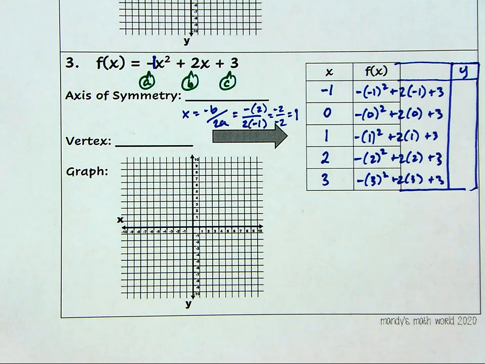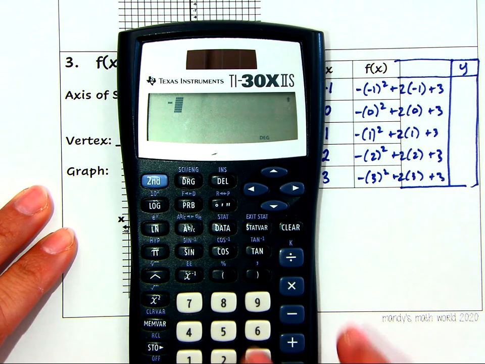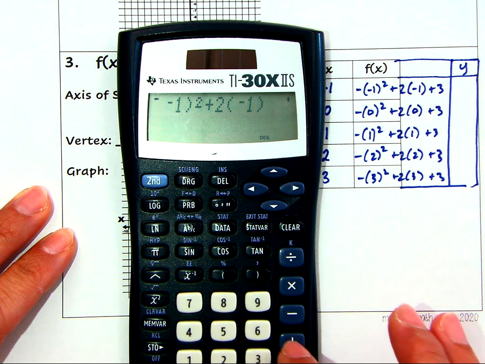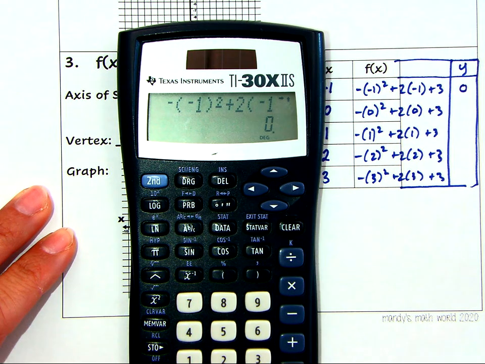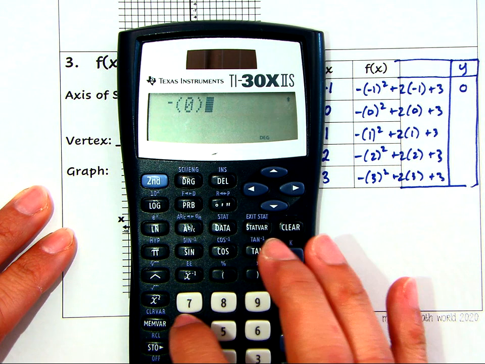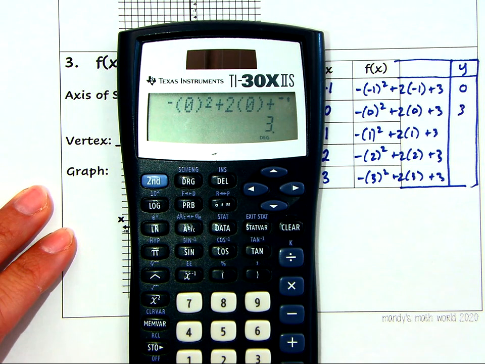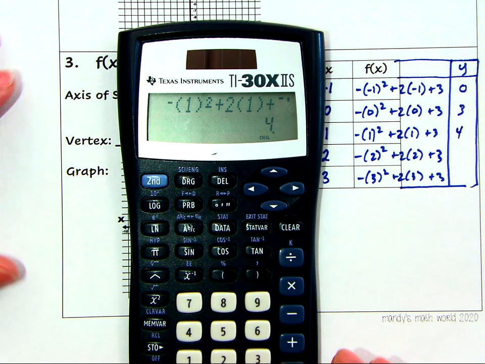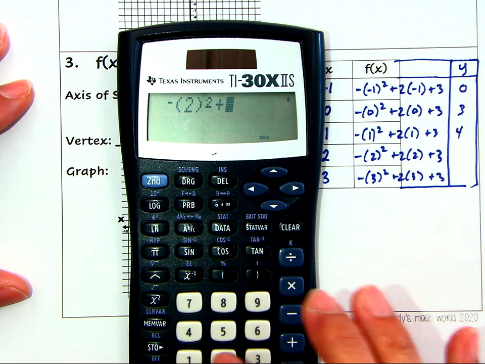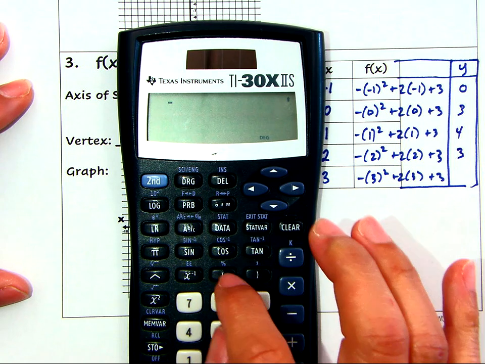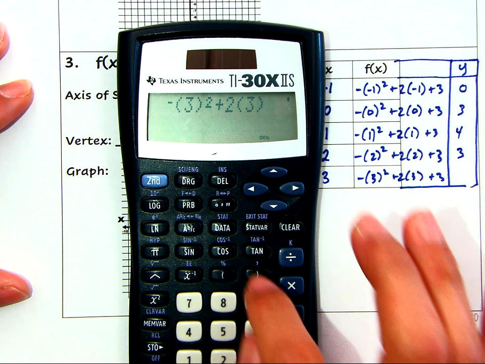So let's see here. We've got the negative of negative 1 squared plus 2 times negative 1 plus 3, and that's 0. Then the negative of 0 squared plus 2 times 0 plus 3, that's 3. Then the negative of 1 squared plus 2 times 1 plus 3. That's 4. And then the negative of 2 squared plus 2 times 2 plus 3. That's 3. And then the negative of 3 squared plus 2 times 3 plus 3, which is 0.